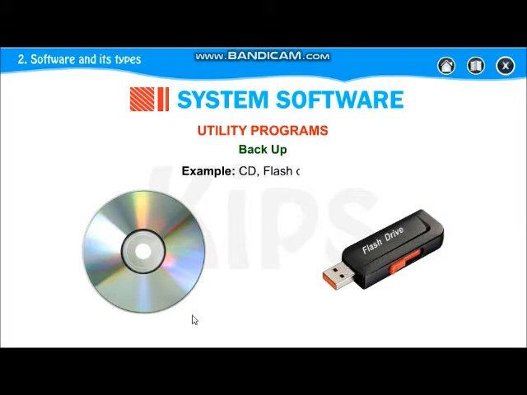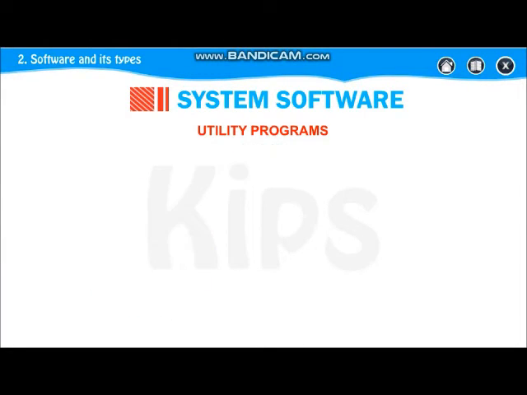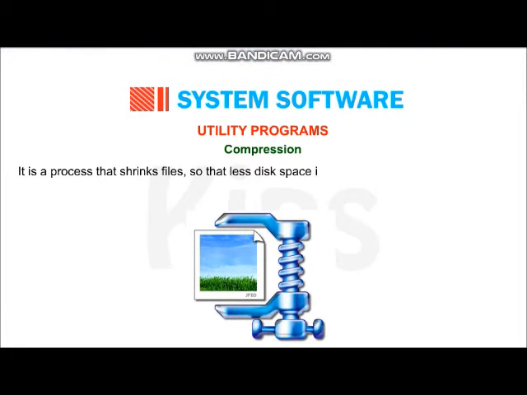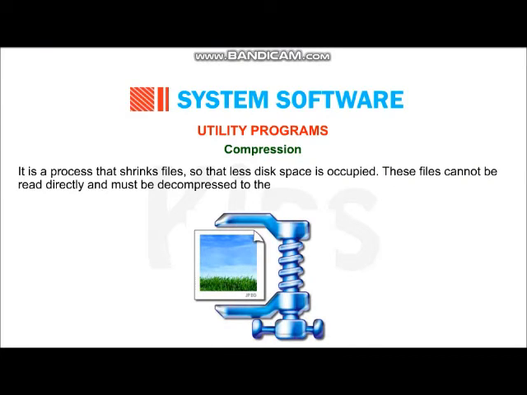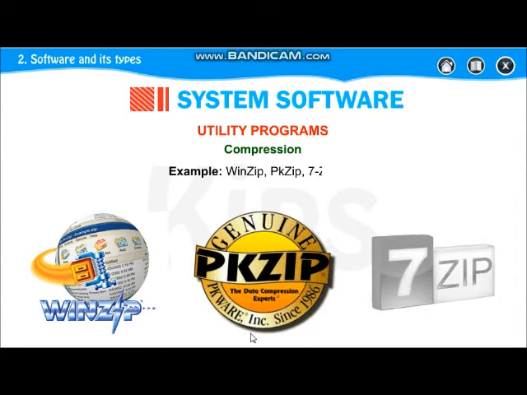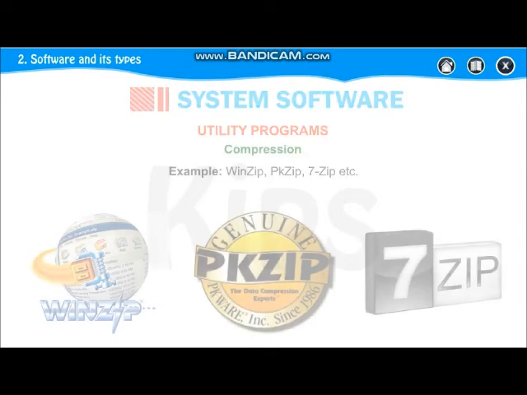We can take backup in your CD or in your pen drive or in your external hard disk. Now one of the utility programs is file compression. File compression means to compress the file, to reduce the size of the file. And how can you reduce the file size? Using different programs like WinZip, PKZip, 7-zip. These are the programs.